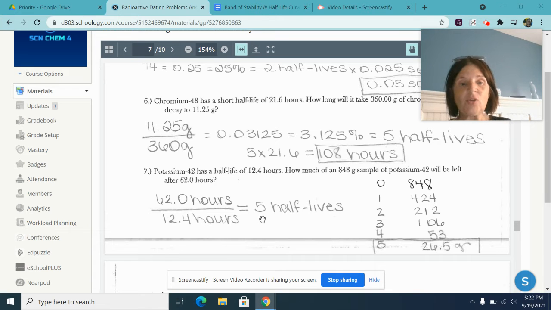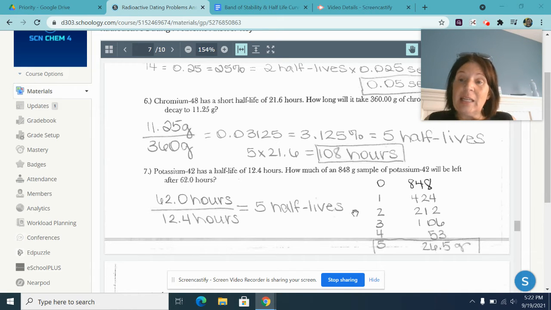The way that you do that is you take your larger amount of time, which is normally the amount of time that it's been decaying, and in this case that's 62 hours, and you divide it by the half-life, which in this case is 12.4 hours. When we take 62 and divide it by 12.4, we get 5 half-lives, right? Now we need to use that amount to see how much of the sample is left.